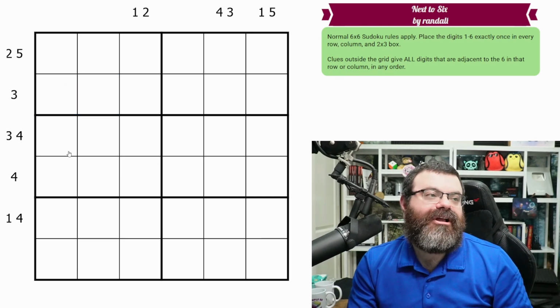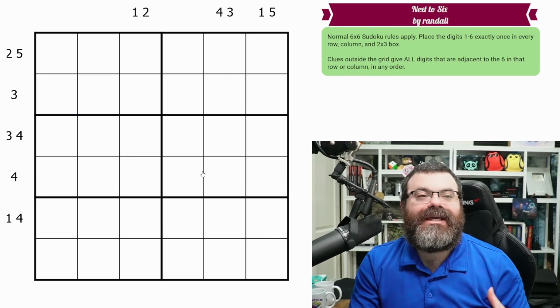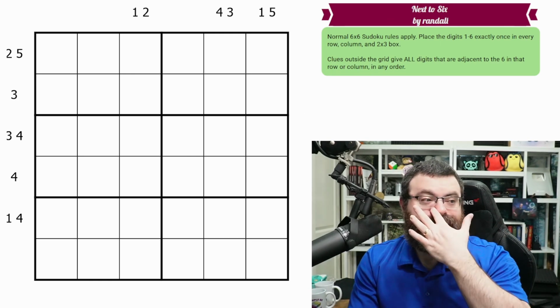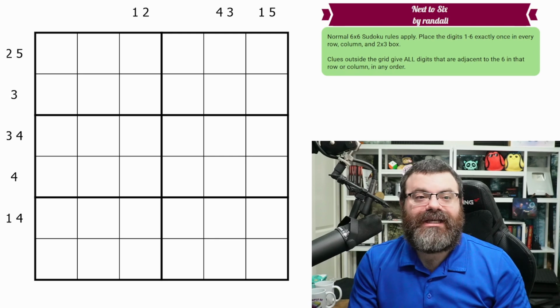Now, of course, some of the rows and columns don't list what's next to the 6, in which case the 6 is free to do whatever it wants. And that's it. Those are the rules. There's a link in the description if you'd like to try the puzzle yourself. And I'm going to get started right now.